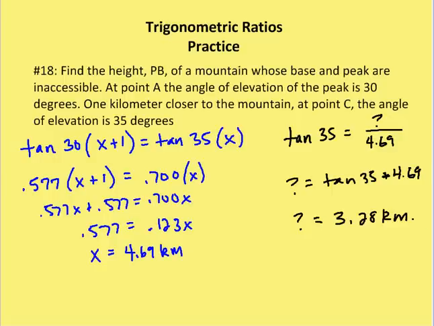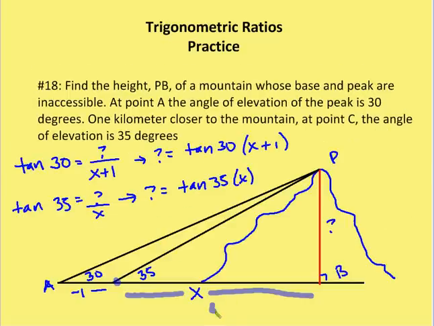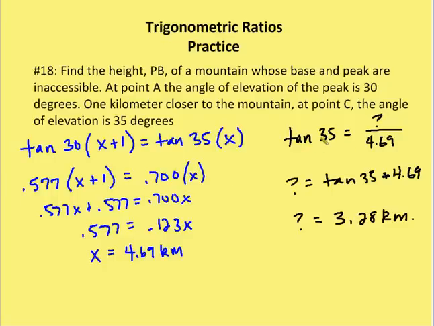Now we have to go back to our original drawing, and we see if x is 4.69 kilometers, I have a value here for my adjacent side. All I need to do is solve for my opposite side. All right. So now I have the tangent of 35 degrees is equal to the height over 4.69, so the opposite over the adjacent. Solving for that height, I see that that height is equal to tangent of 35 times 4.69, or 3.28 kilometers, and that's how high that given mountain is. All right, moving on to the last problem.